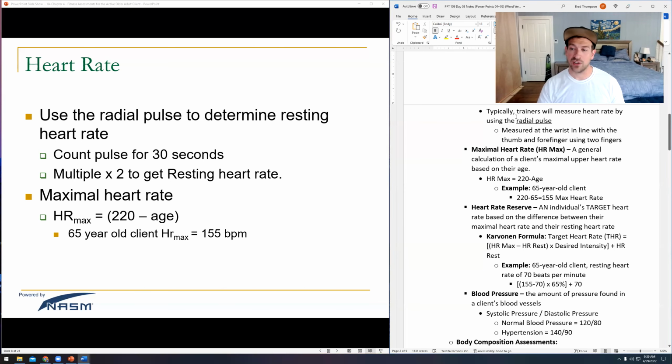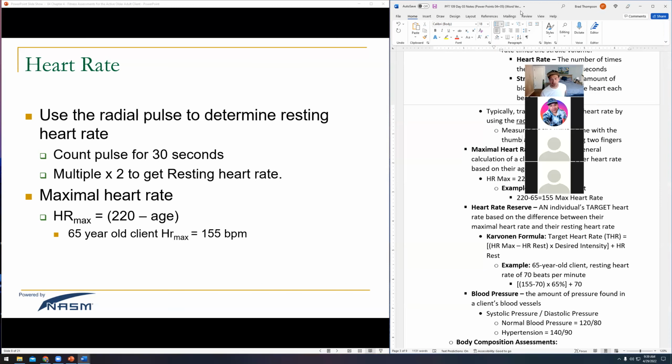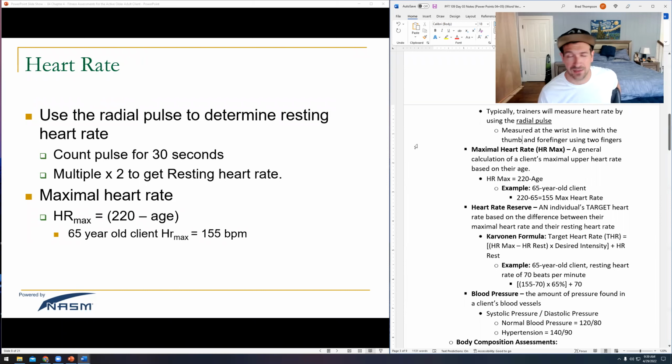Once we measure that, and there are a lot of different ways you can do this, you're trying to get the number in 60 seconds. Me personally, if I'm doing a resting heart rate, I just do a full 60-second count. I want to make sure this is as accurate as possible. NASM is going to recommend you do it for 30 seconds and multiply it by 2, or 15 seconds and multiply it by 4. Whatever it happens to be, you just need to get it to equal 60 seconds.